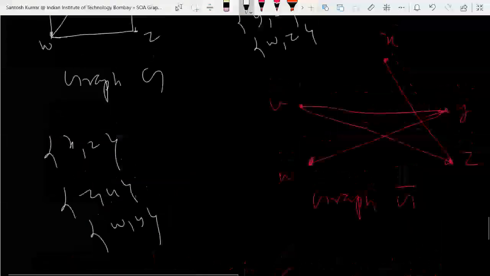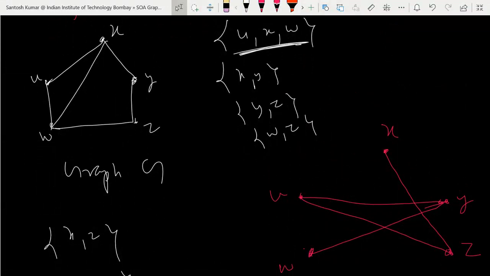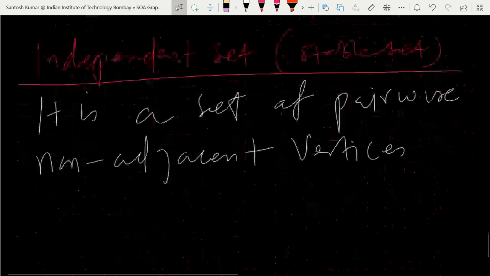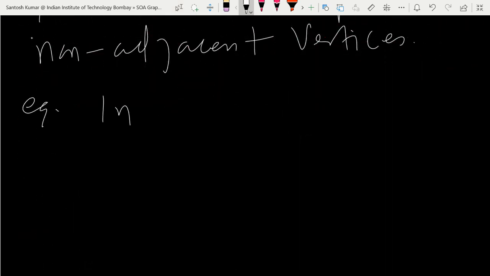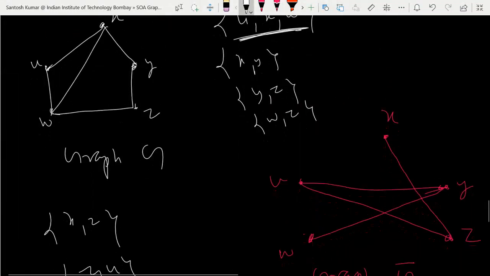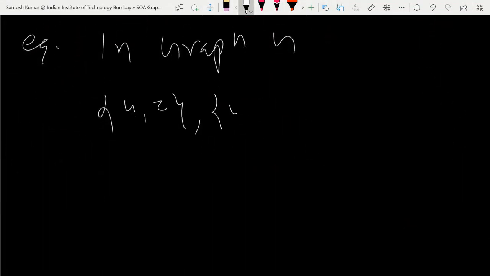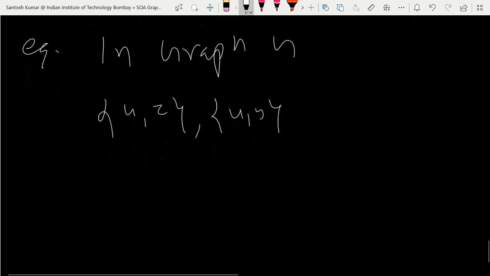Okay, so in the graph G, what would be the independent set? UZ, UY, yes. Can you write XZ? Is there any independent set of size 3 in the graph G? No, sir. So in graph G, the independent set would be like UZ, UY, like this. Okay, so this is graph G.